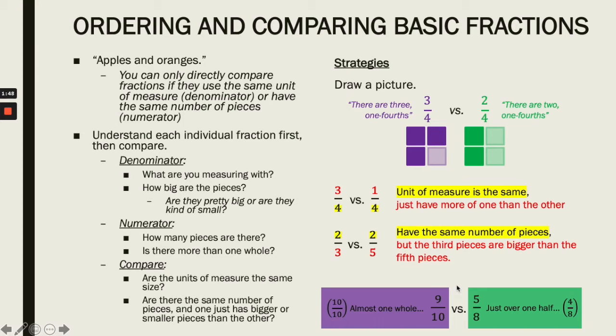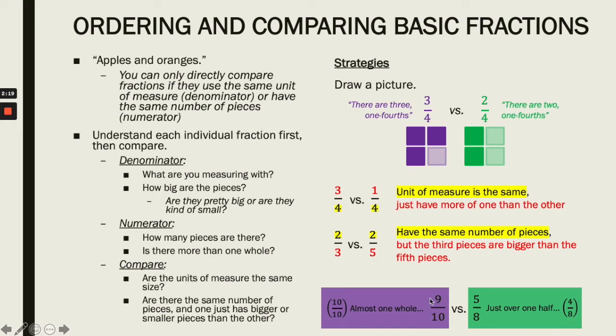Instead, the goal is to have students compare these fractions to what we call nice numbers and then make an inference. So the number 1 is a nice number, and since 9/10 has a denominator of 10, we will disguise the number 1 as 10/10. The number 1/2 is also a nice number, and since 5/8 has a denominator of 8, we will disguise the number 1/2 as 4/8.